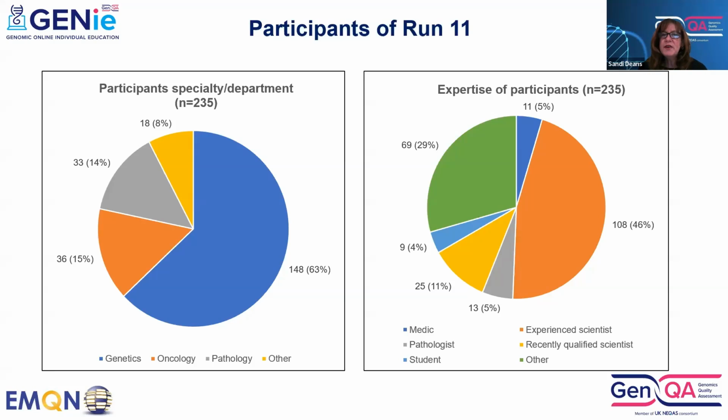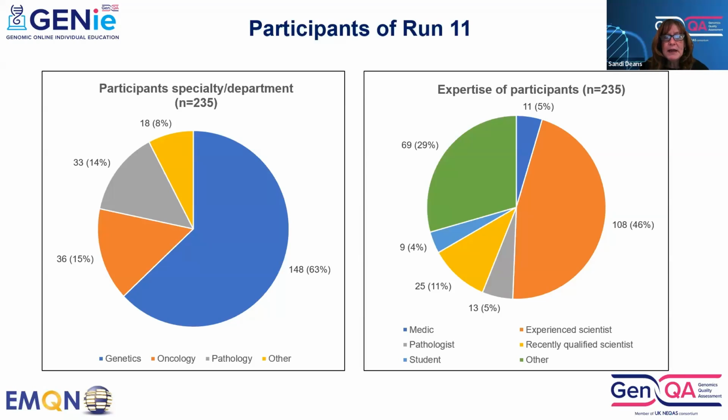Then we wanted to find out the types of individuals who were doing these classifications. And here again, you can see that, probably linked to the genetics element of the departments, 46% were experienced scientists; these are self-defined experienced scientists. The next highest area is 29% who are other, and I think we need to maybe break this down to find out what other actually means, because I think we need to target this education element specifically to the needs of our participants.